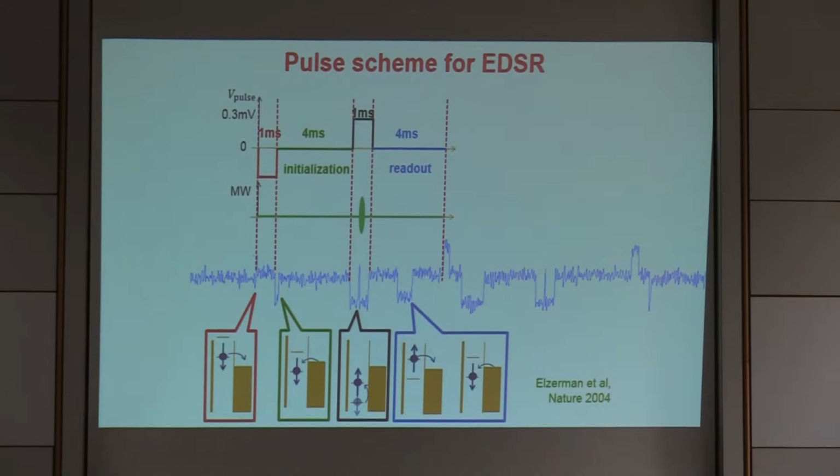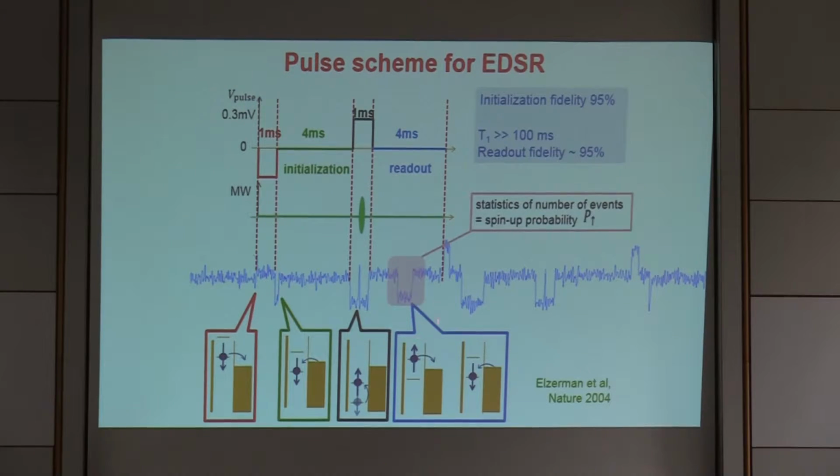Then you come in the readout, where you ask your electron, what is your final spin? And if the answer is, I'm in the ground state, the electron stays inside the dot. So there is no change in the current through your charge detector. If the answer is, I'm in the excited state, the electron is going to jump out, and so you see the step change in your charge detector.